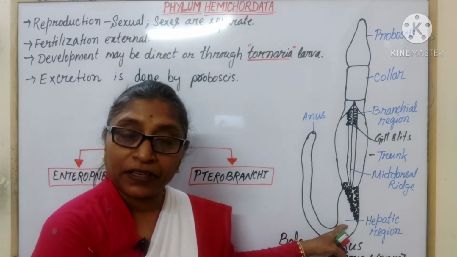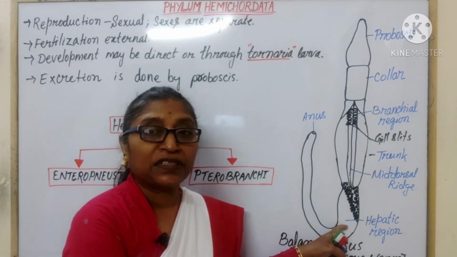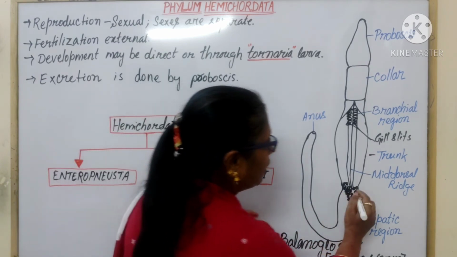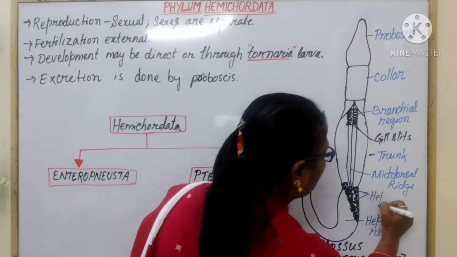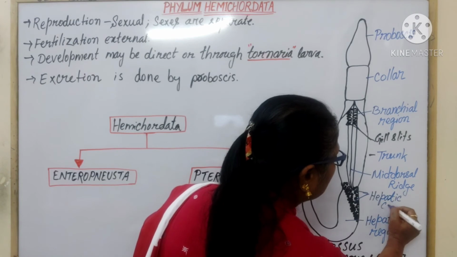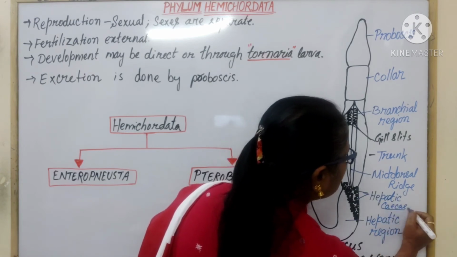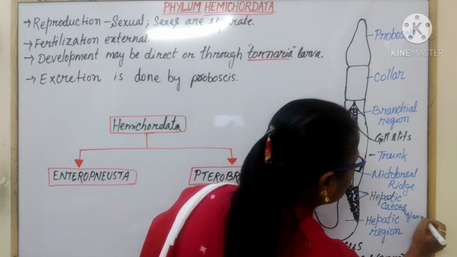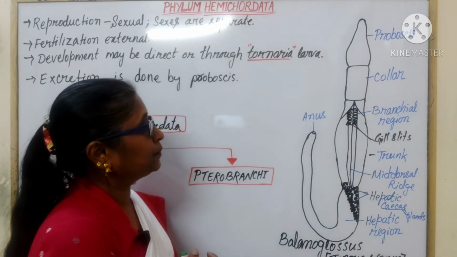This is the hepatic region. Hepatic means related to liver. The liver region works like the liver and secretes enzymes. These are hepatic caecae, hepatic glands. Caecae here means nothing but glands, liver-like glands.